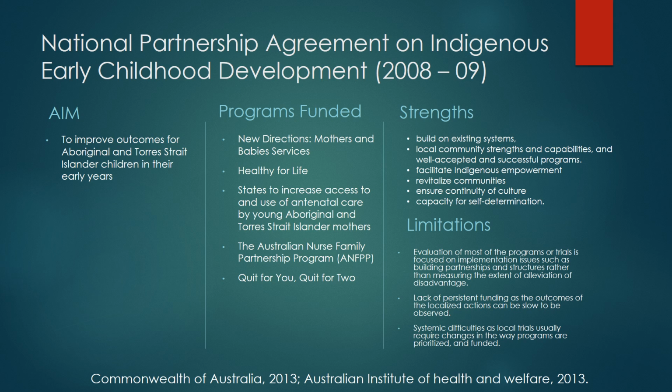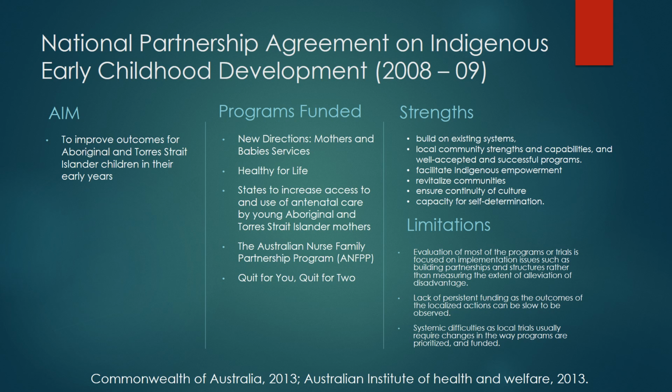Programs funded under this agreement include New Directions, Mothers and Babies Services, which provide access to antenatal care, information about baby care, developmental milestones, immunization services, and health checks. The Healthy for Life program provides support in making healthy lifestyle choices. The Australian Nurse Family Partnership improves pregnancy outcomes by engaging women in preventative health practices. Good for You, Good for Two targets pregnant women and those planning on becoming pregnant and their partners.